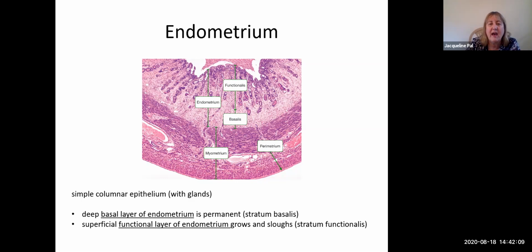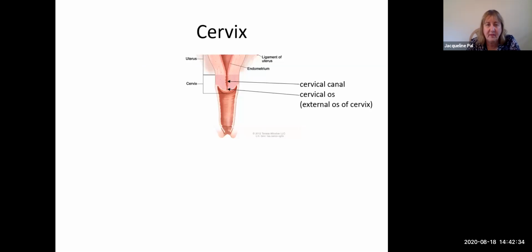Superficial to it, we have what is known as the functional layer, or the stratum functionalis. And this is the layer that grows during your menstrual cycle. If you're not pregnant, this is the layer that will slough, still leaving the stratum basalis, or that basal layer, behind. We'll see more of the effects of what happens later on.